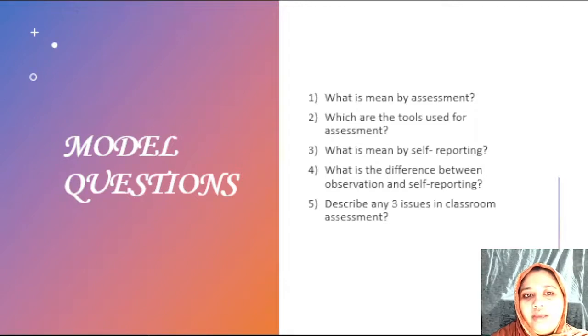Now we can discuss the model questions in this area. What is meant by assessment? Which are the tools that are used for assessment? Third one, what is meant by self-reporting? And what is the difference between observation and self-reporting? Describe any three issues in classroom assessment.